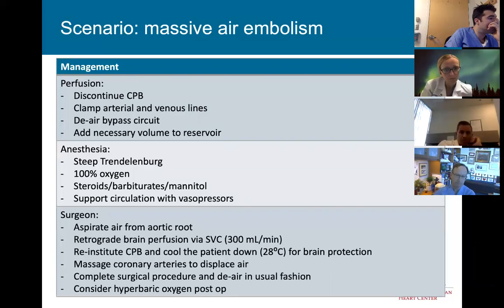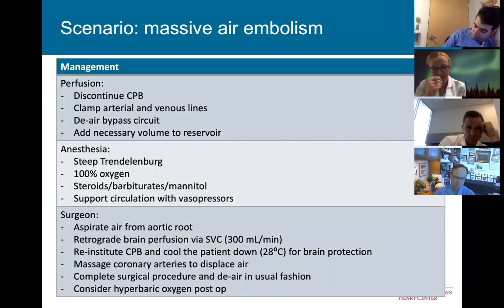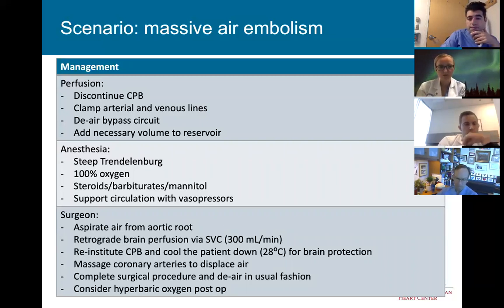yeah, you've got it here, but there's some positioning, Trendelenburg. People have talked about aspirating air from different sites. Perfect. I like this setup where there's a perfusion set of things to do, anesthesia, and then the surgeon. For perfusion, you're going to tell them to stop bypass, clamp the arterial and venous lines, de-air the circuit. And then for anesthesia, you can ask them to put the patient in Trendelenburg, 100% oxygen, and then think about steroids and things like that, and then support the circulation with pressors.